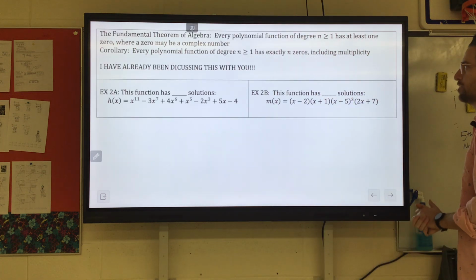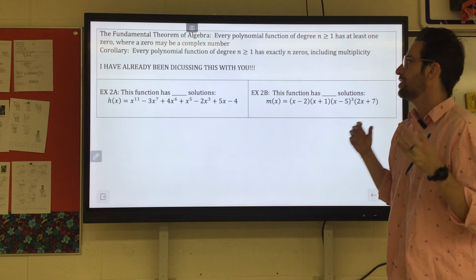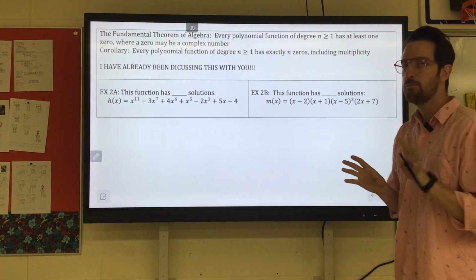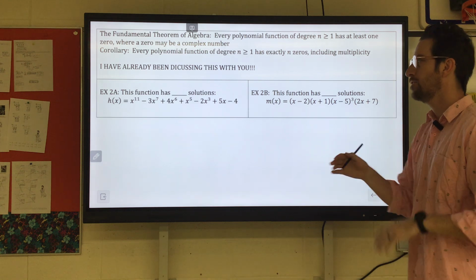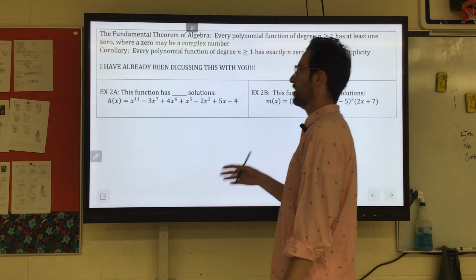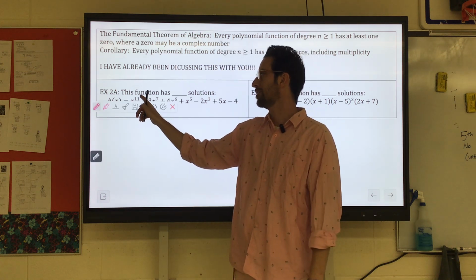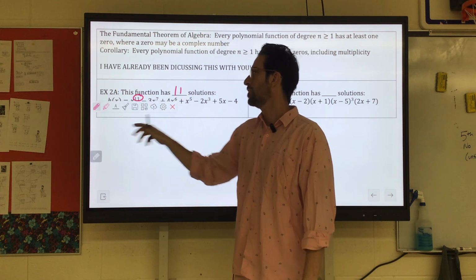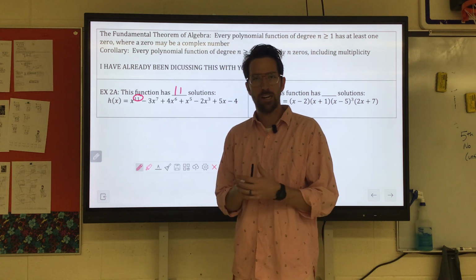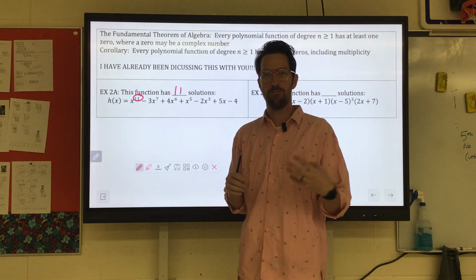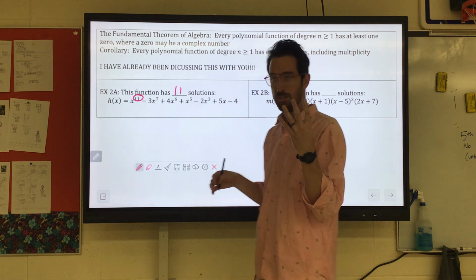The fundamental theorem of algebra states that the degree is the number of zeros that we're looking for. We've been talking about this. So if you look at this function, it has blank solutions. You look at the degree here, the highest exponent is 11. So it has 11 solutions. Now, you might not have 11 different numbers, but if you have something with a multiplicity of 4, that counts as 4 solutions right there.